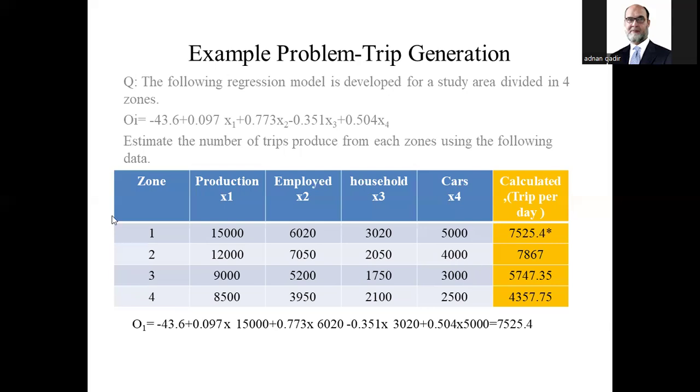Similarly, for zone 2, we'll say minus 43.6 plus 0.097 times 12,000 plus, now I'm interested in this row. So then 0.773 times x2 means 0.773 into 7050 minus 0.351 into 2050 plus 0.504 into 4,000, which means that from zone 2, 7,867 trips are produced per day.